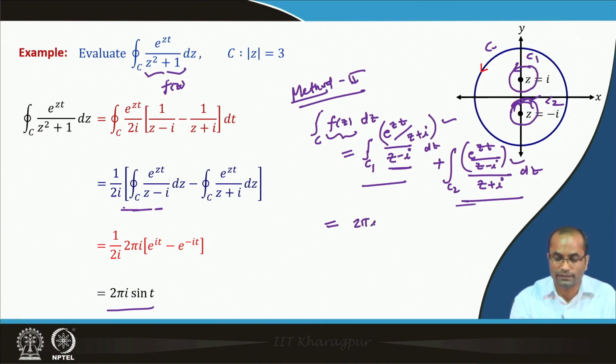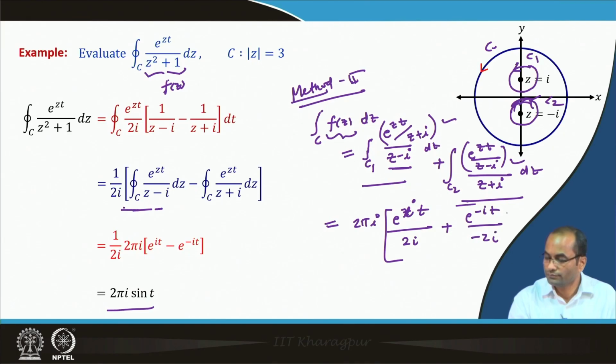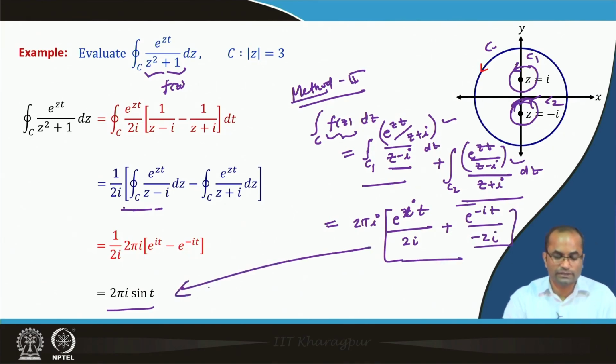So, 2 pi I, and the numerator will be evaluated at e power z. So, z is I now, so e power I t, and then divided by z is I, so 2 I. And then again here 2 pi I will come, e power minus I t and minus 2 I. So, this again can be just written as 2 pi I and sine t.